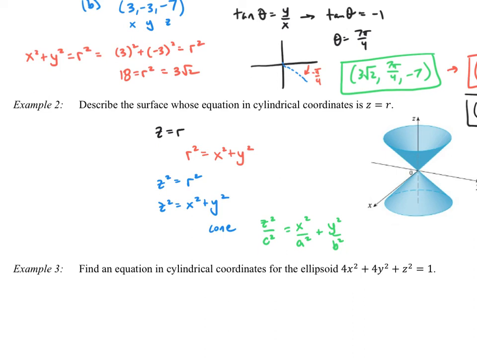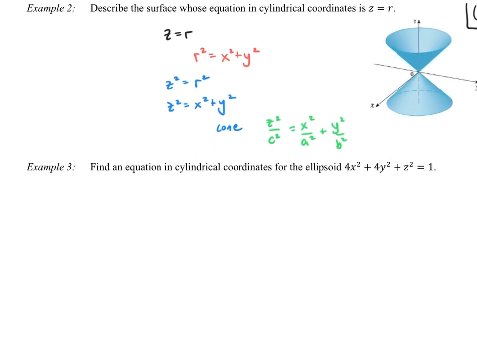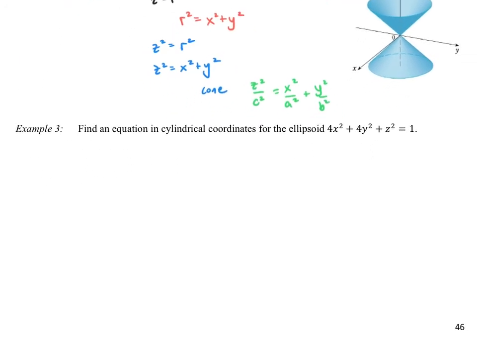Okay, let's try example 3. Find an equation in cylindrical coordinates for the ellipsoid given by that equation. This is the opposite of what we're doing in example 2. We're going to try to come up with an equation that is written solely in cylindrical coordinates, not rectangular or Cartesian coordinates. So I'm looking at that x squared plus y squared. I like most of that the way it is, although I need to manipulate this 4 here.